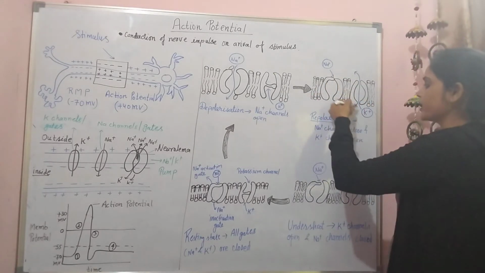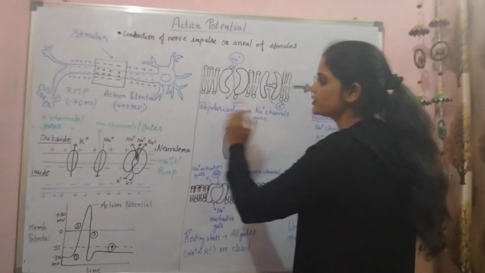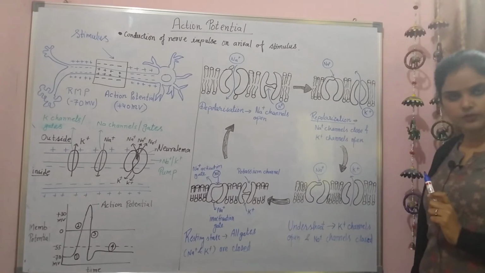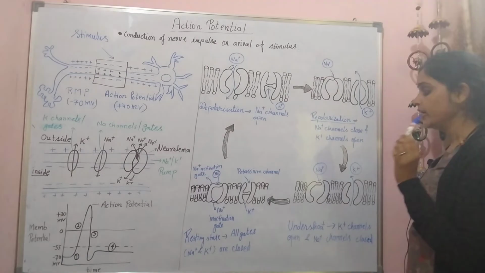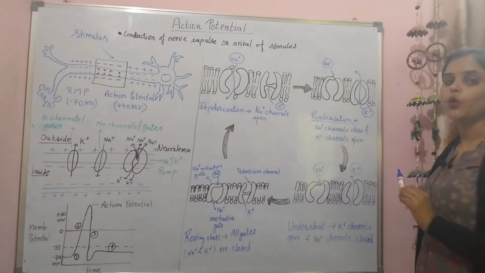So what actually is happening? Again, positive charge is reaching outside. If more positive charge is reaching outside, the membrane is going to be positive from outside. So this stage is known as repolarization, in which the sodium channels close and the potassium channels open up.